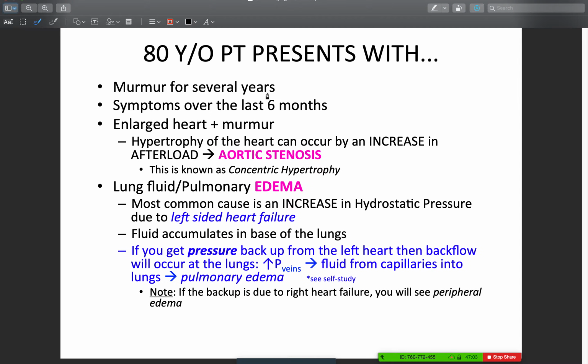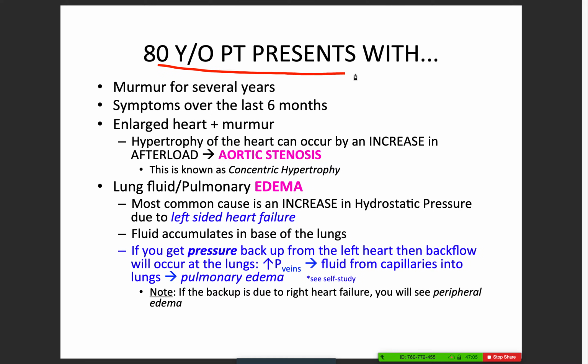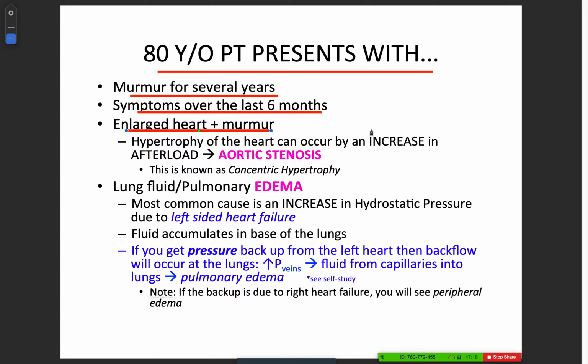Okay. So we have an 80-year-old patient who's presenting with a murmur for several years, symptoms over the last 6 months, and we do an X-ray and we see an enlarged heart plus a murmur. What are some of the things that we're thinking about? What's the first thing that pops up in your mind?